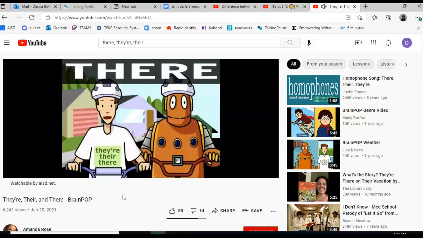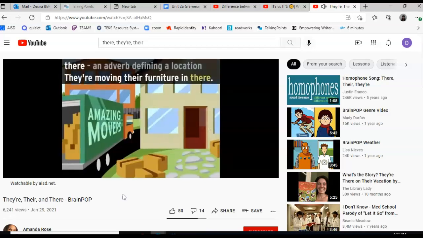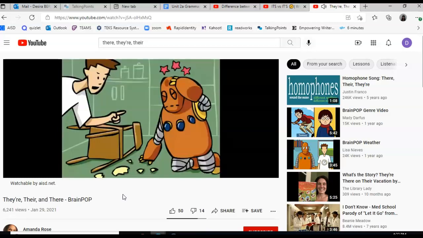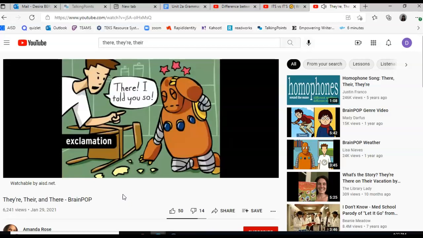Now there is an adverb defining a location or place. They're moving their furniture in there. I'm using the word there to mean the house across the street. That's a location. You can also say things like, there, I told you so. That's using the word there as an exclamation.